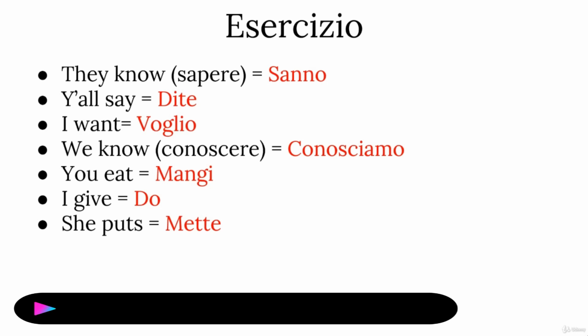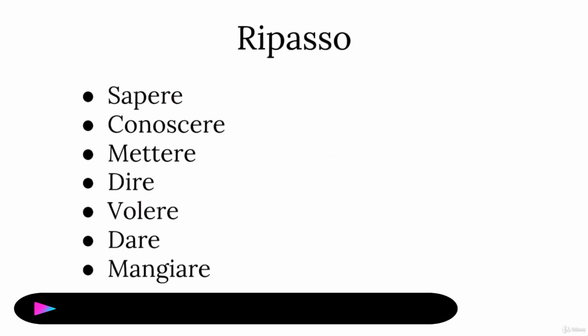So here's the solution. They know, sanno. You'll say, dite. I want, voglio. We know, conosciamo. You eat, mangi. I give, do. She puts, mette. Did you make any mistakes? If you did, just try this exercise one more time, okay? Or try to review the conjugation of the verbs. Perfect. Very good. So let's review the few new verbs we have done today.